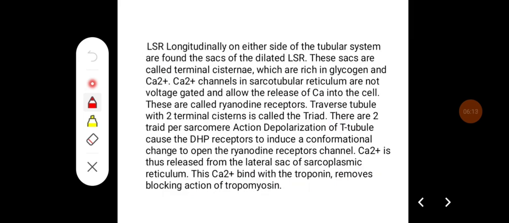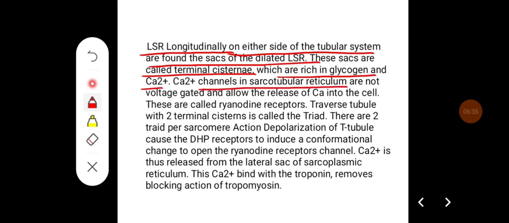The longitudinal sarcoplasmic reticulum lies longitudinally, and on either side of the tubular system are found the sacs of the dilated LSR. These sacs are called terminal cisterns, which are rich in glycogen and calcium. Calcium channels in the sarcotubular reticulum are not voltage gated and allow the release of calcium into the cell. These are called ryanodine receptors. The transverse tubule with the two terminal cisterns is called a triad.